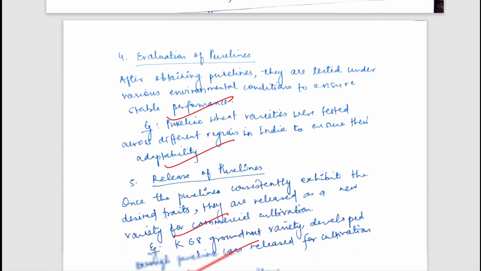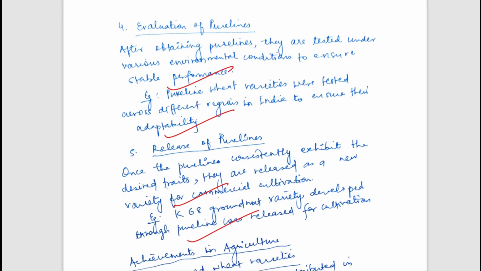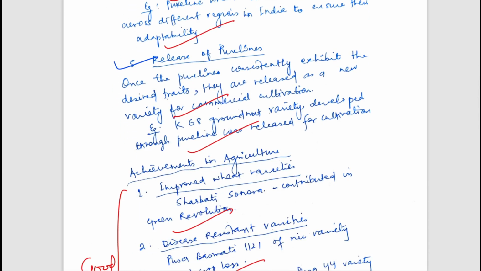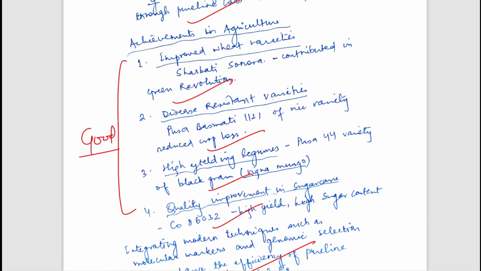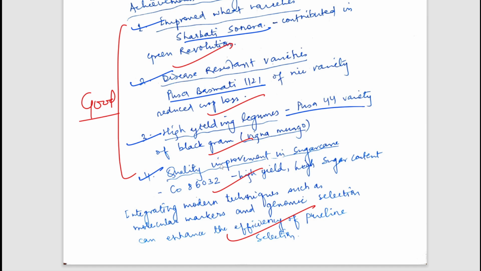Then we will grow the progenies. Then we will do the evaluation of pure lines. Then we will release those pure lines. Now what is its importance in agriculture? It has developed various resistant varieties, various improved varieties, for example improved wheat varieties, and examples of the varieties have been mentioned. So that is very good. Disease resistant varieties such as Pusa Basmati 1121, high yielding varieties such as Pusa 44, quality improvement in sugar cane by CO 86032. It will give high yield, high sugar content. So very well written answer.